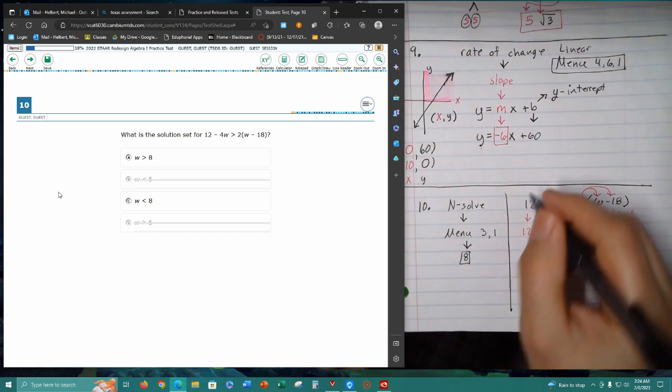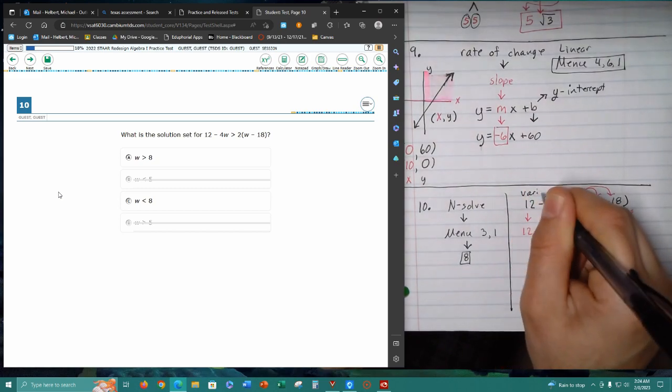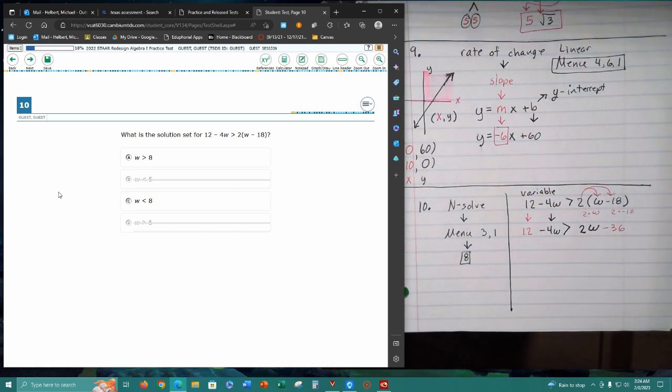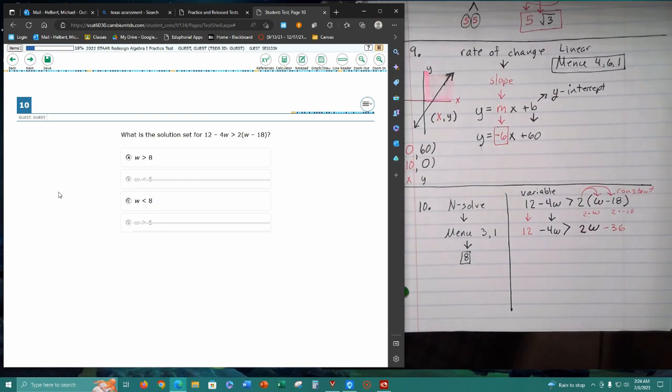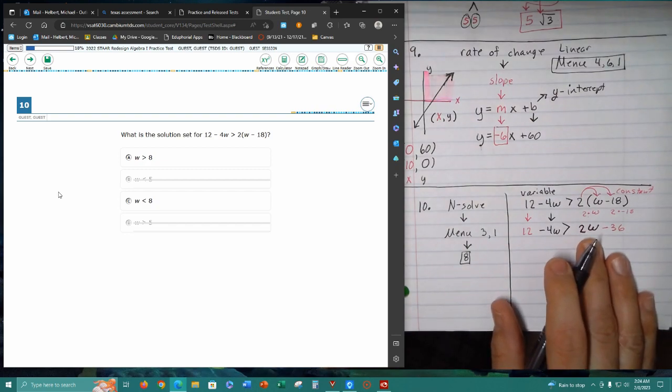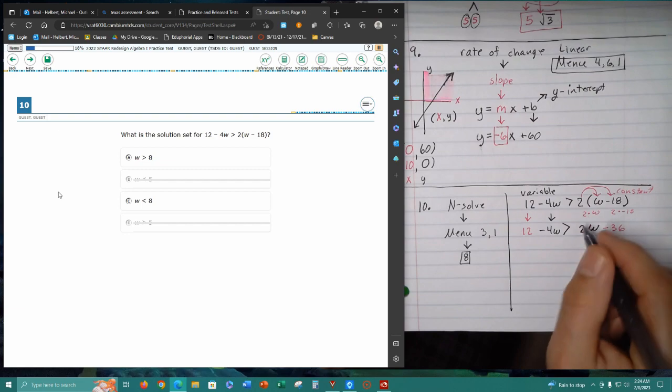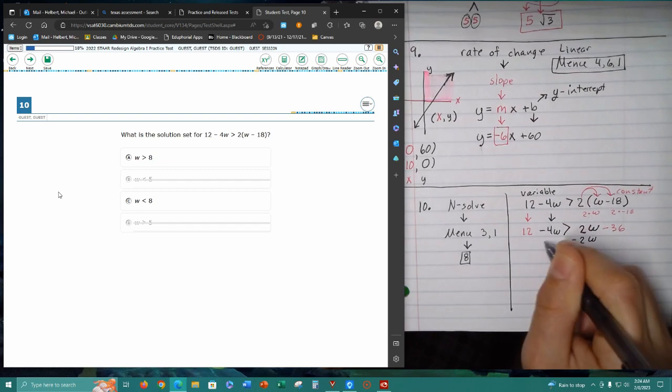So variable on the left, I'm going to write variable over here, and your constant on the right. Constant. So in order to get my variable to the left, I'm going to move this 2w over to the left. So I'm going to go ahead and subtract 2w.